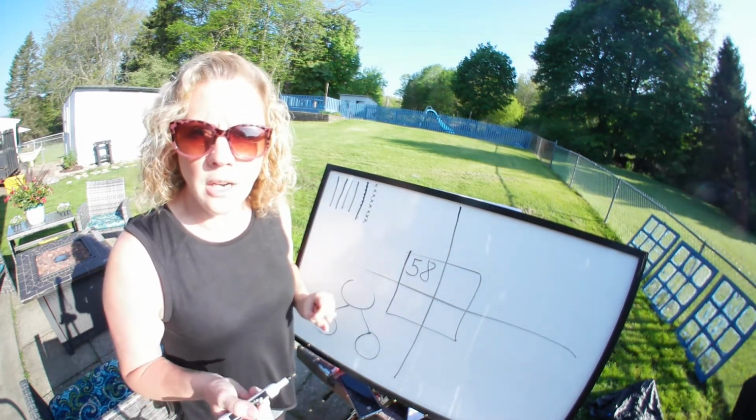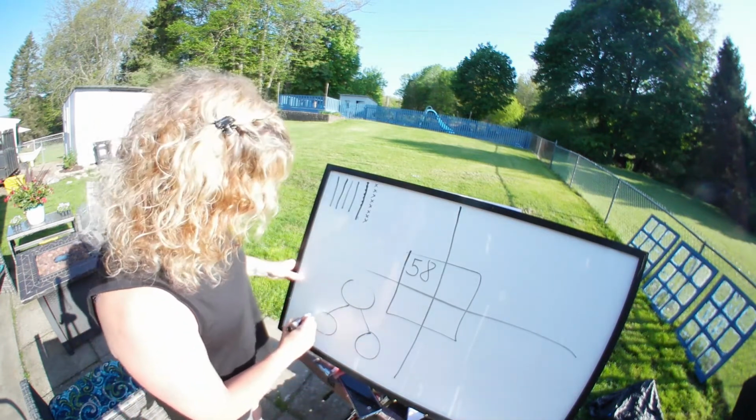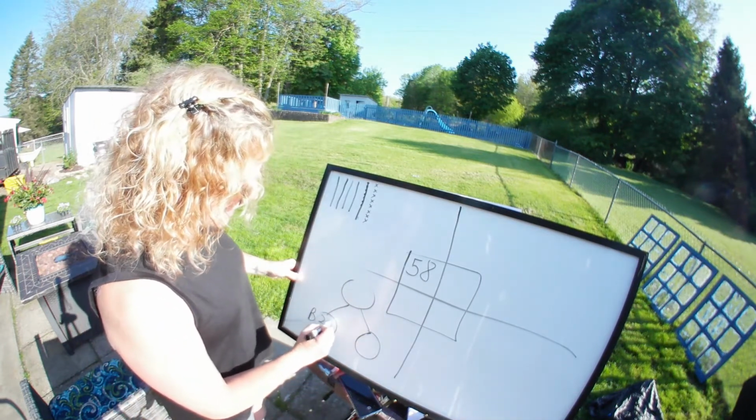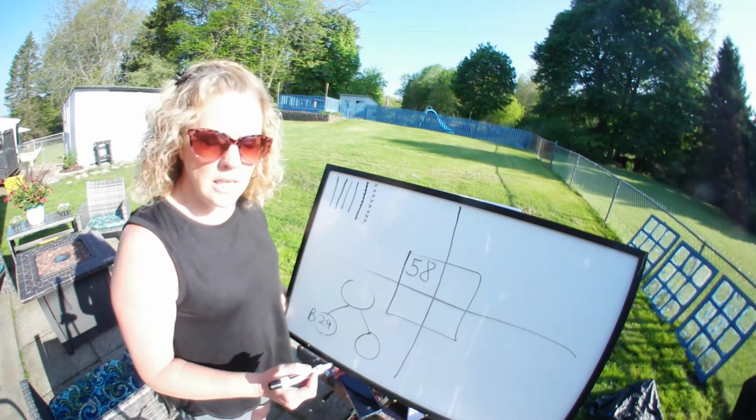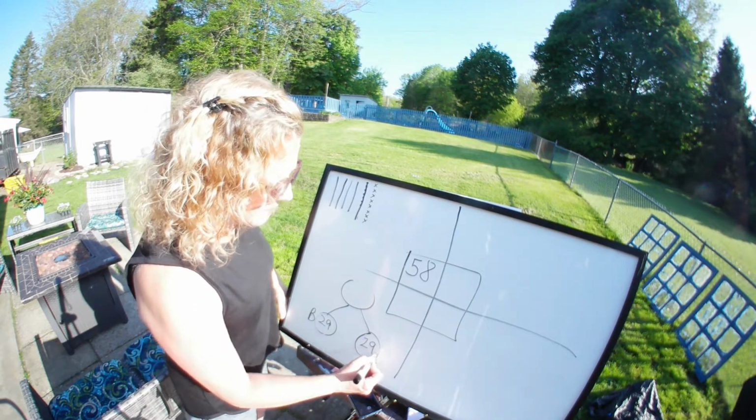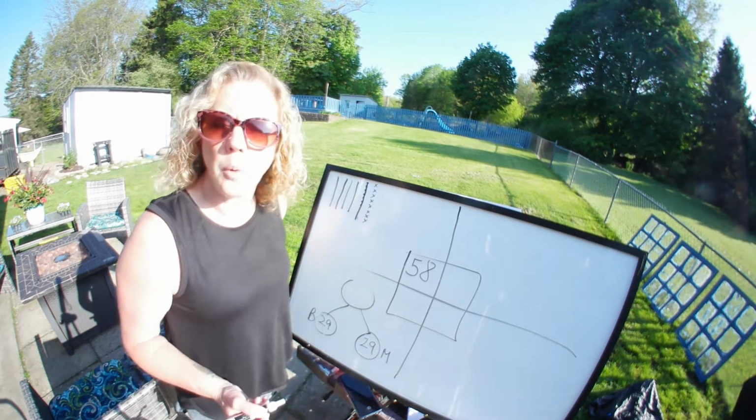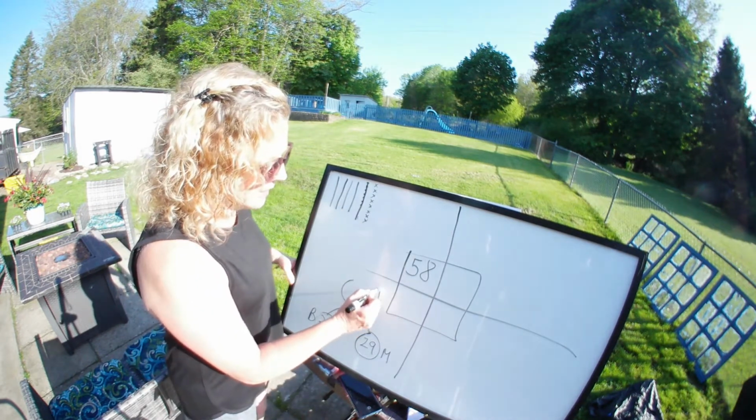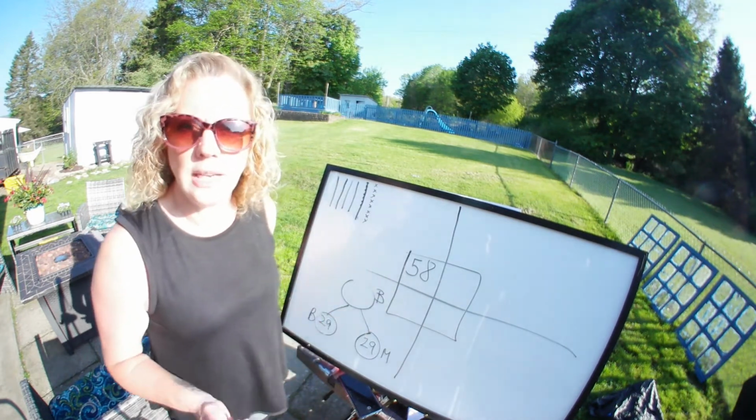So now we're going to fill in our number bond. We know that Buddy had 29. Then he was given 29 more. I'm going to label this M for more. So we're trying to figure out how many bones he had all together.